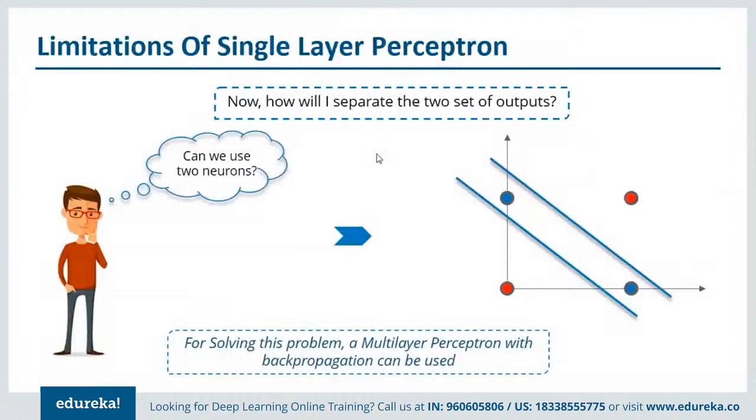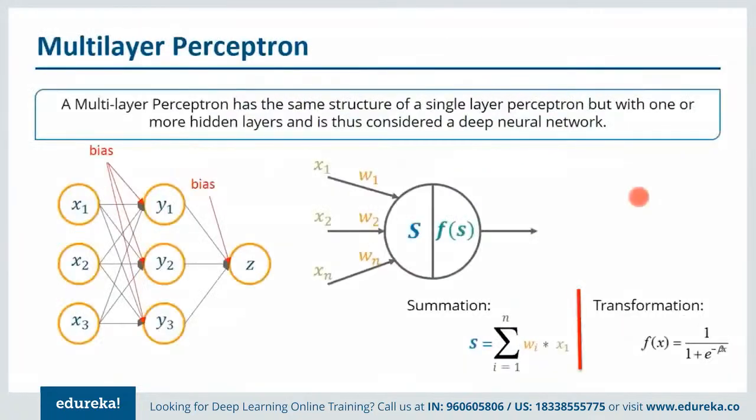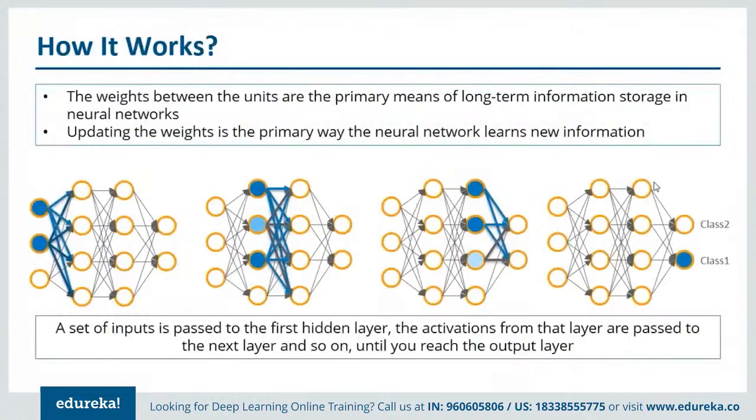So this is where we use multi-layer perceptron with backpropagation. So what are multi-layer perceptrons? Multi-layer perceptrons have the same structure as the single layer perceptron. The only difference is they have more than one hidden layer. Let me explain it to you with an example. This is how a typical multi-layer perceptron looks. We have an input layer, 2 hidden layers, and 1 output layer as well. Each neuron is connected to the neurons present in the adjacent layer, but the neurons of the same layer are not connected to each other.